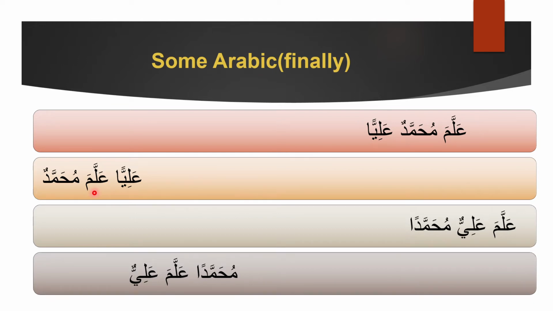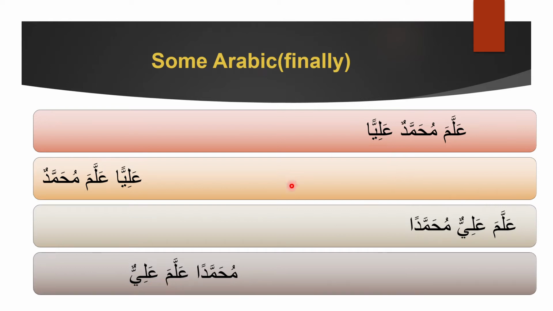Now let's look at the next sentence. Aliyan allama Muhammadun. Ali, Muhammad names, allama, he taught. We don't know who taught. Okay. In the third sentence, it's the same. He taught Ali Muhammad. In the fourth sentence, Muhammad Ali taught.